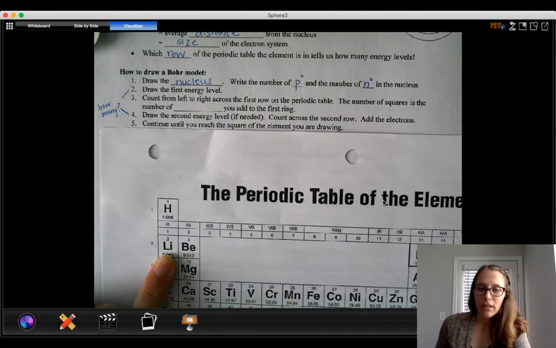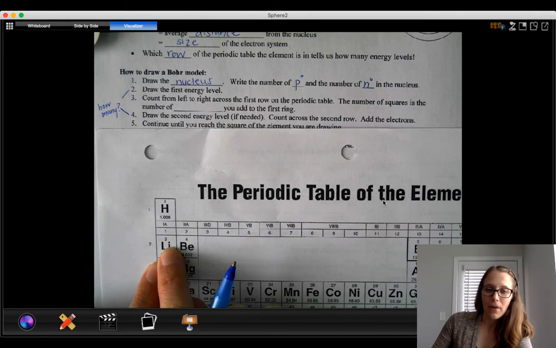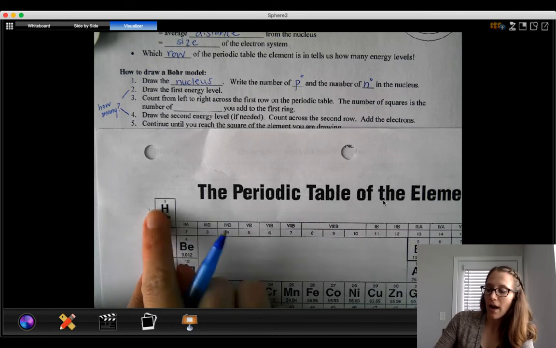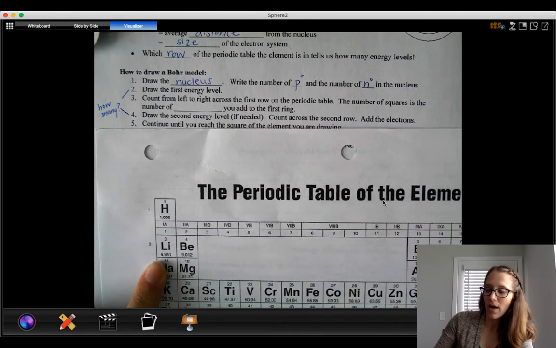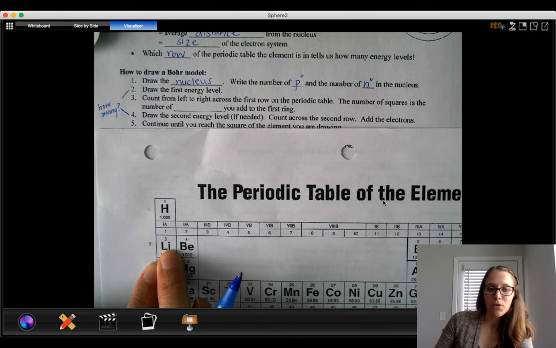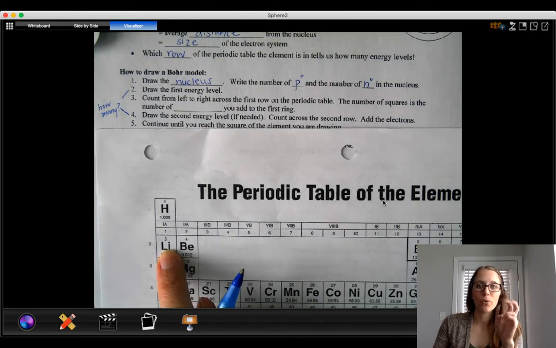For our next one, for lithium, in order to get to lithium, I have to read the periodic table like a book. I have to start at the top and read left to right, and then top to bottom. So in order to get to element 3, I essentially have to read element 1, 2, and then 3.